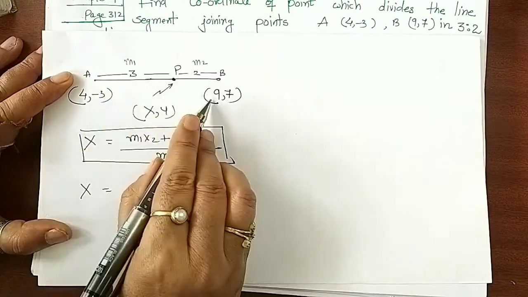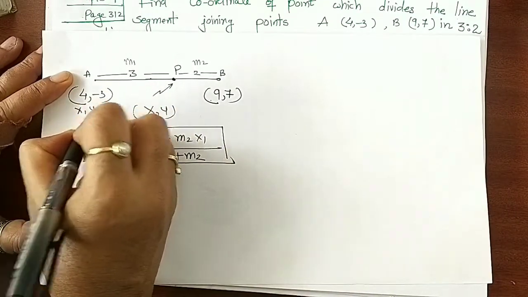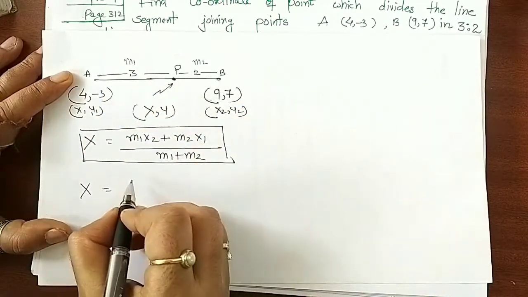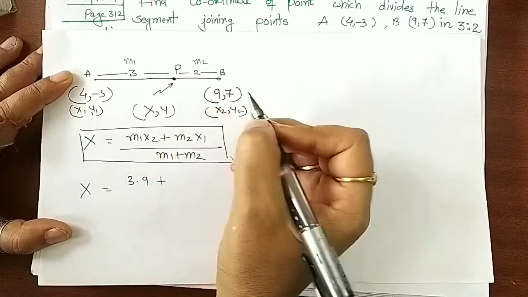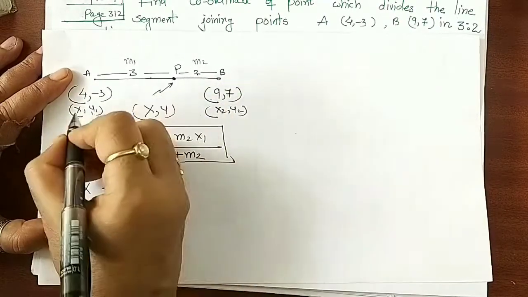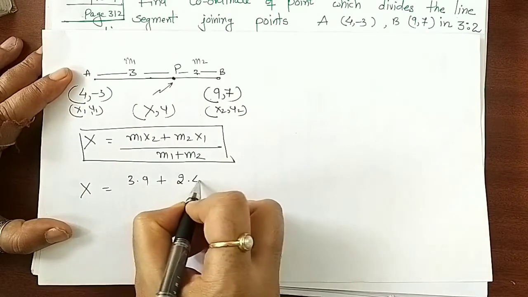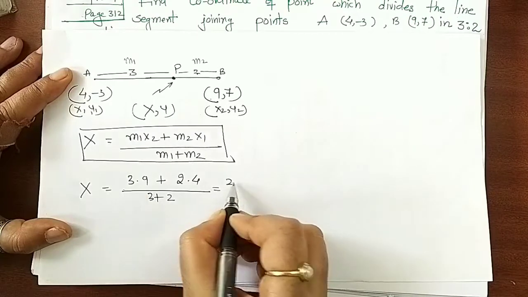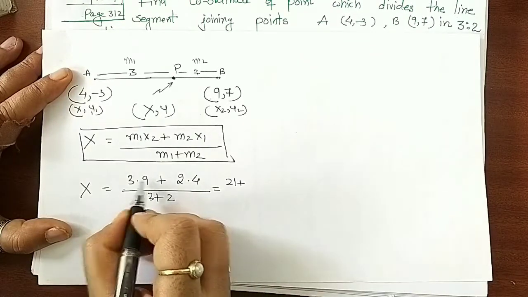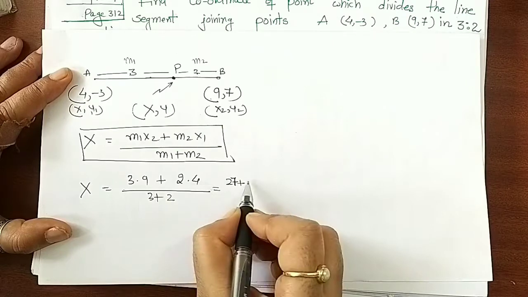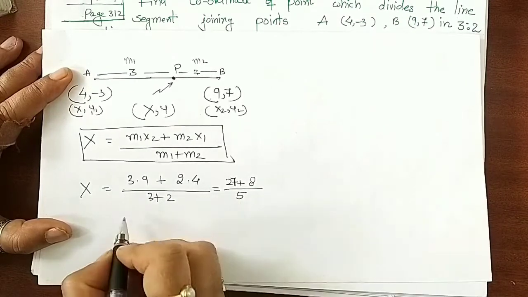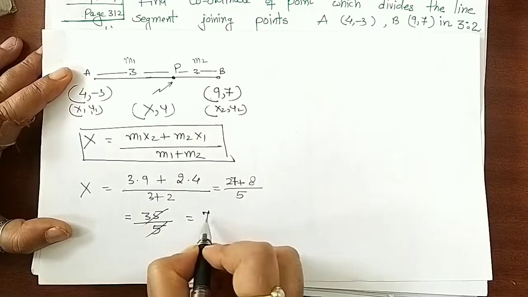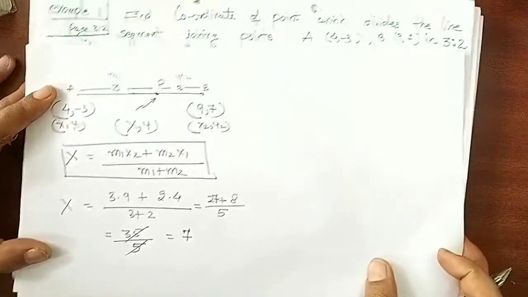Suppose this is x1 y1 and this is x2 y2. So m1 x2, which is 3 into 9, plus m2 x1, which is 2 into 4, by m1 plus m2, 3 plus 2. So what is this, guys? 27 plus 8 by 5, which is 35 by 5. If I cancel, I am getting 7. So my x value is 7.